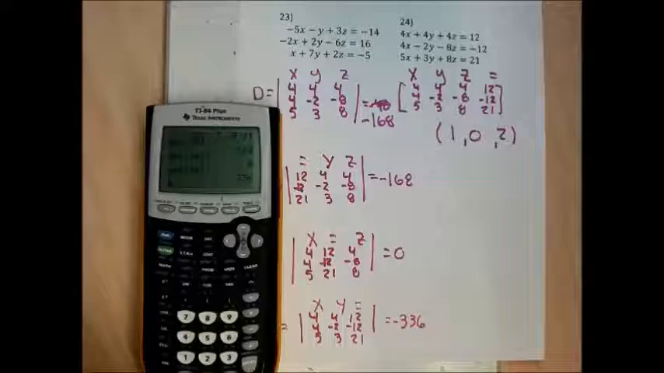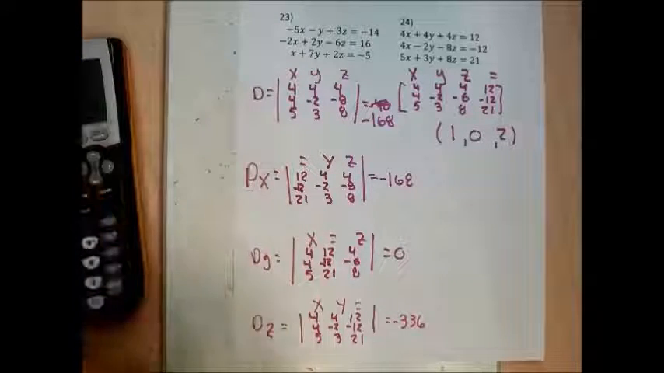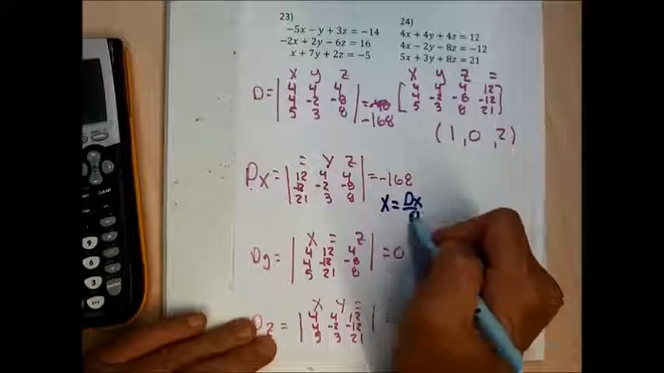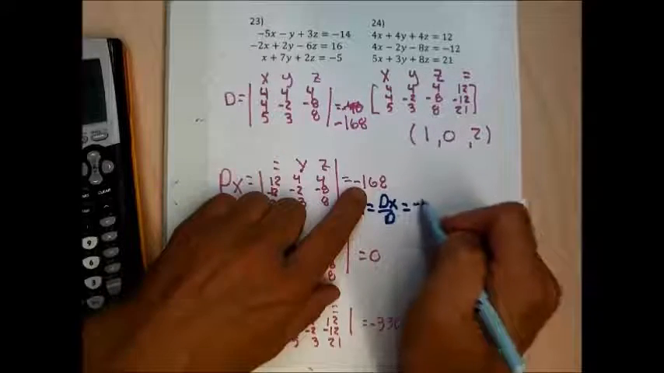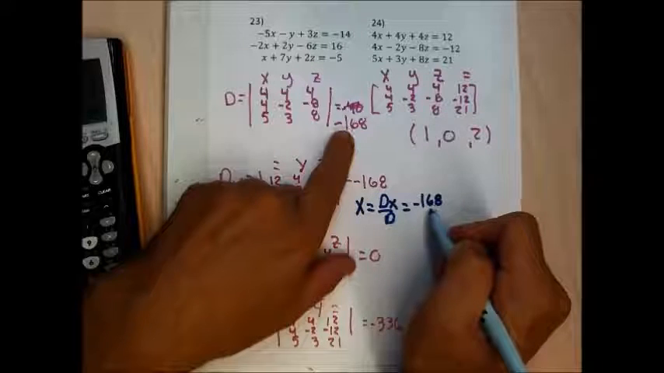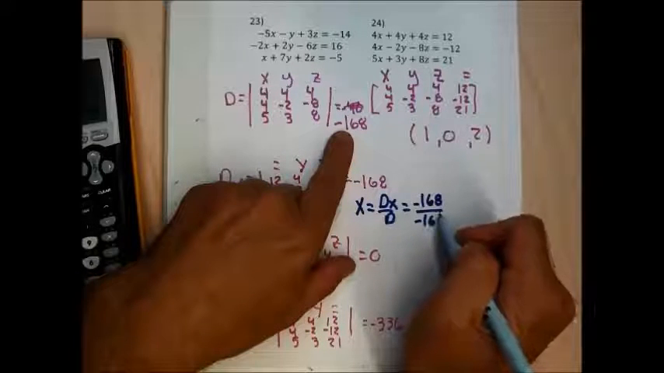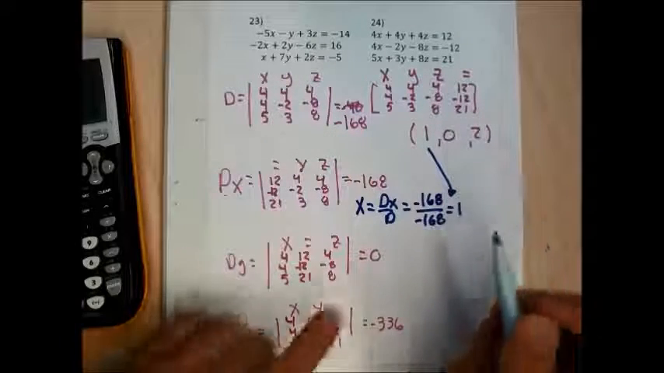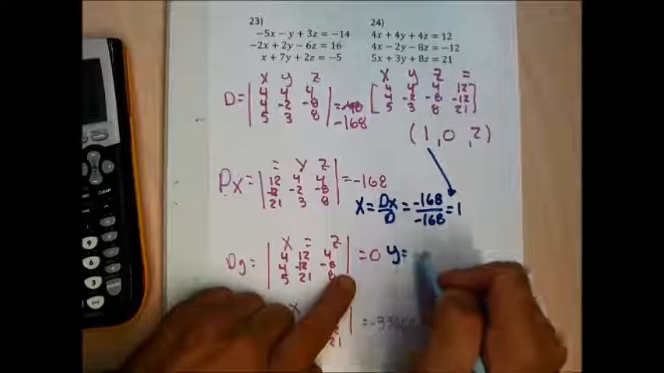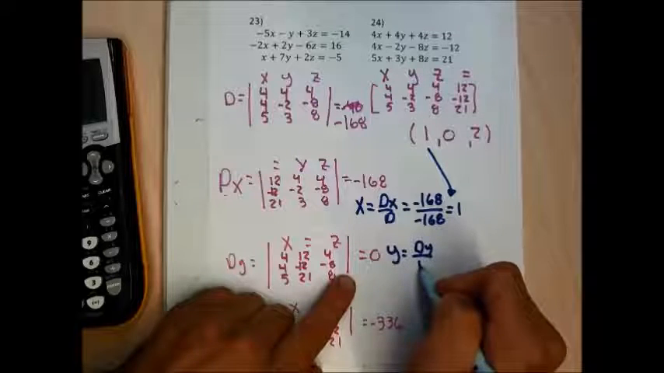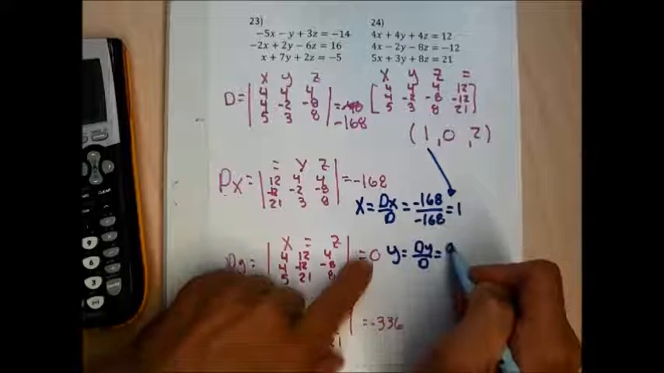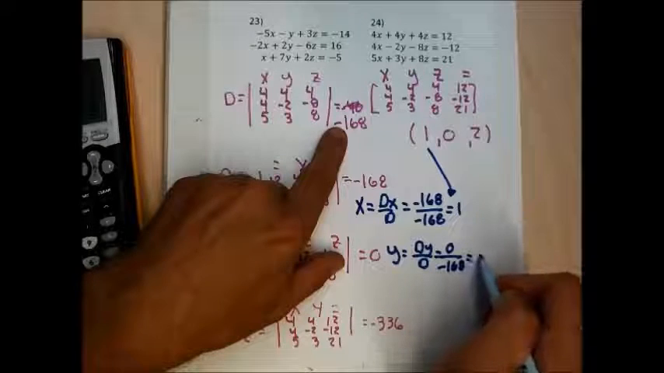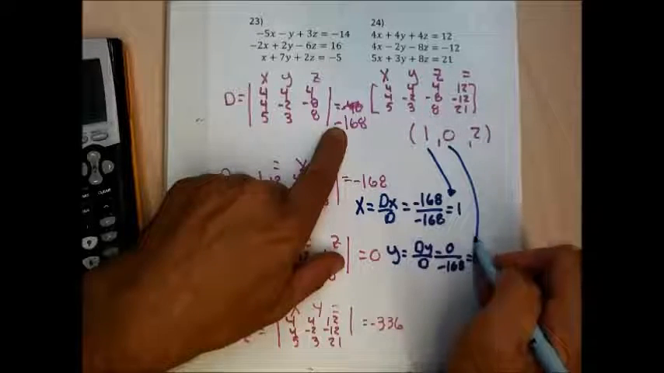Now I'm going to get my answers. X equals D sub X over D. D sub X is negative 168. D is negative 168. Negative 168 divided by negative 168 is 1. Y equals D sub Y over D. D sub Y is 0. D is negative 168. Any fraction with a 0 in the numerator is equal to 0.